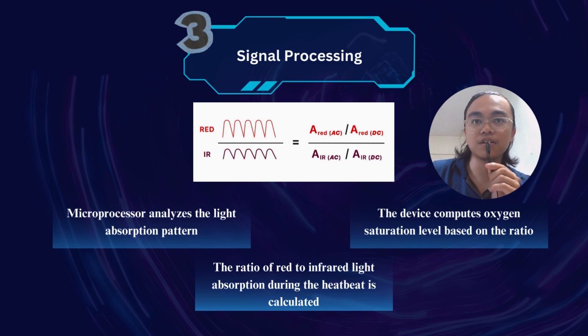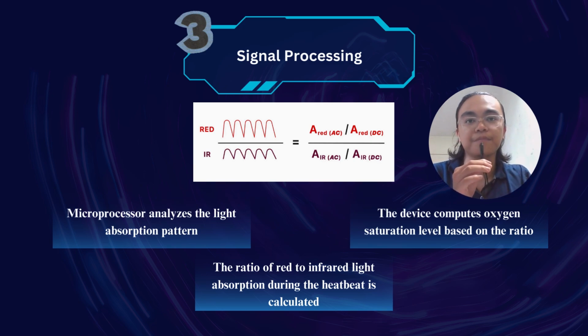So the figure in this slide is the simplified version of the ratio. The AC stands for the blood, and the DC stands for the tissue, while the red stands for the red light, and IR stands for the infrared. So that's all for the working mechanism of the pulse oximetry.